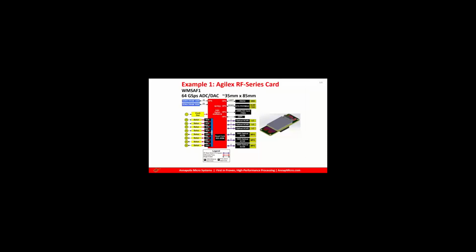This product will be coming out later this year. It's both a digitizer and a processor. It has very high-speed A to D and D to A conversion, 64 gigasample, as well as FPGA processing integrated into one product. And it's a very small form factor, about half the size of a credit card. It's 35 millimeters by 85.